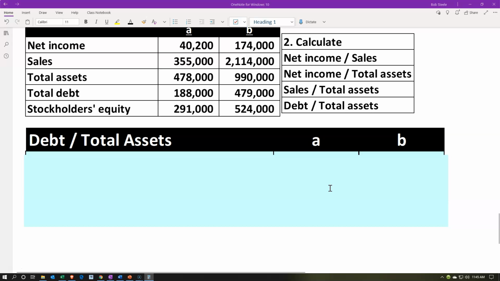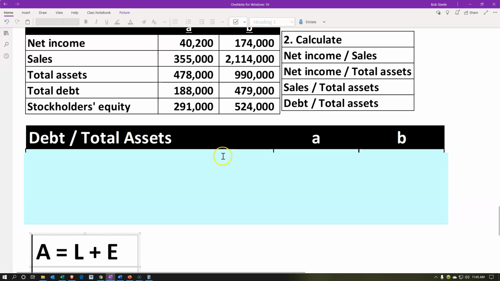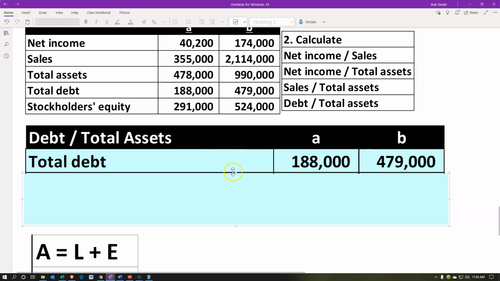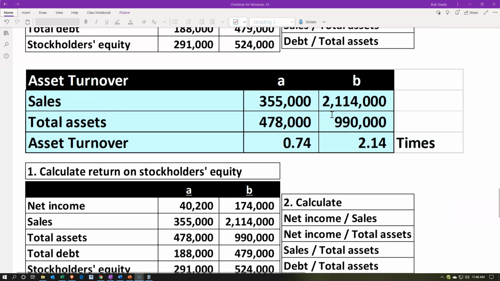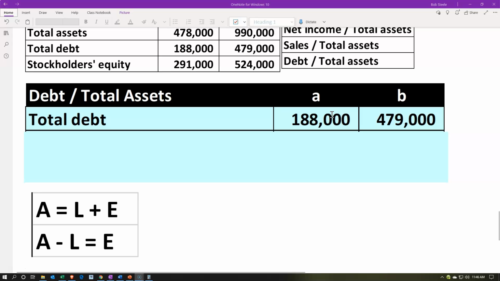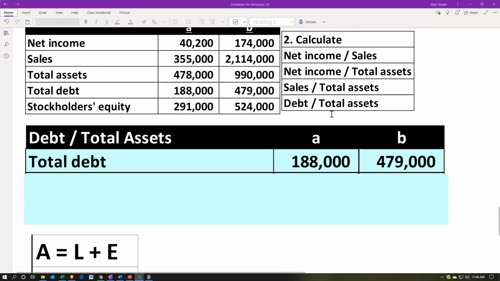Then we're going to take a look at the debt to total assets. And this is just like it sounds. And notice we've renamed some of these calculations, like net income to sales was the profit margin. Net income to total assets was the ROA, or the return on assets, and then the sales compared to the total assets was the one we just calculated, the asset turnover. This one is what it is, debt to total assets, debt compared to total assets. So you can label all the ones that we looked at using either name.